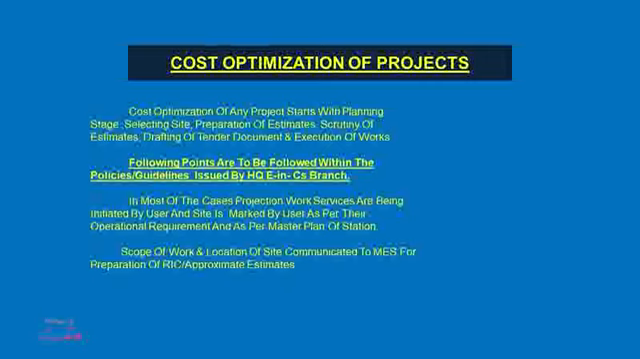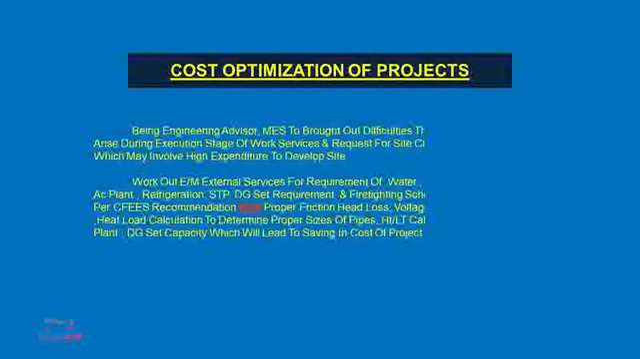In most of the cases, projection of work services are being initiated by user and site is marked by user as per their operational requirement and as per master plan of the organization or station. Scope of work and location of site communicated to MES for preparation of RIC and approximate estimates. Being engineer advisor, MES to bring out difficulties that may arise during the execution stage of work services and request for the site change, which may involve high expenditure to develop site for execution, well in advance if any.